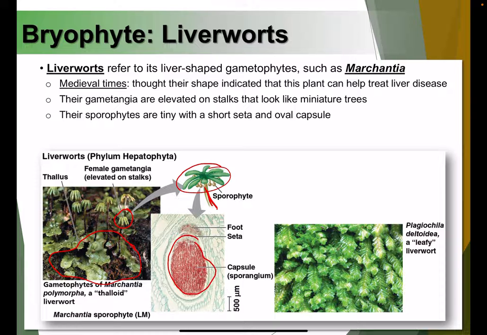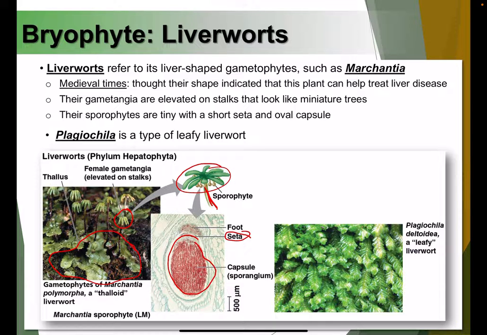And then their sporophytes are tiny with a short seta that is really hard to tell by eye; only under the light microscope can you see a very tiny seta followed by a foot, which connects to the gametophyte for nutrients and water. But all of this is embedded within an oval capsule for these little palm tree looking things on top of the liverwort, in this case, the Marchantia.